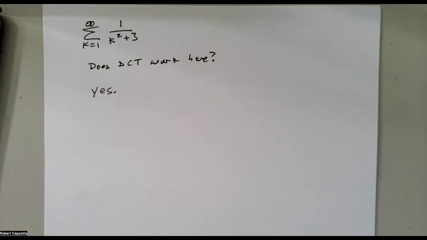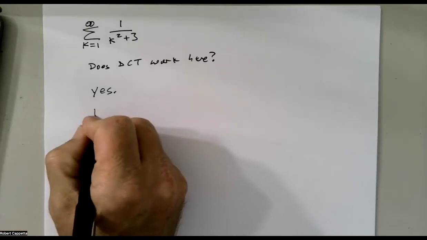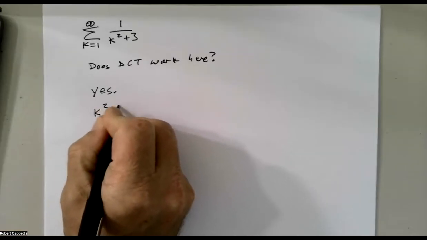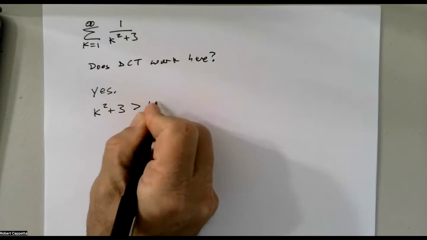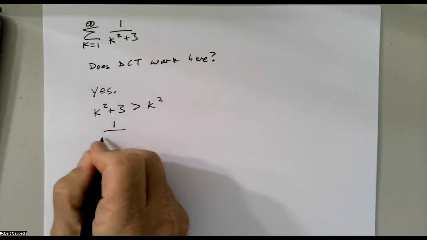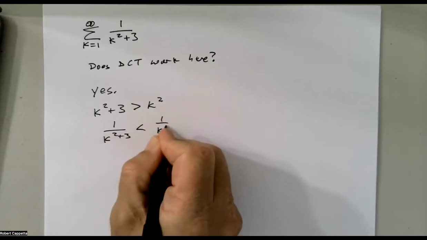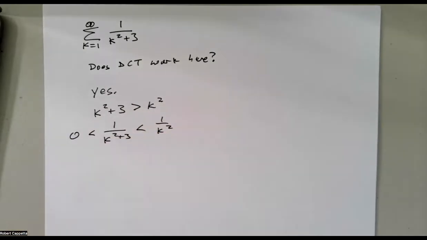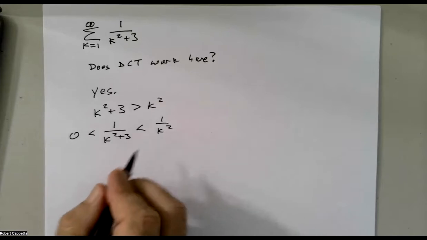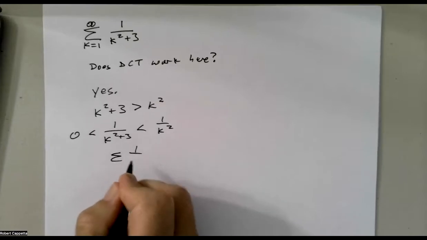Remember, for the direct comparison test, what do we need? We need to be smaller than something that is convergent. And the way we would prove that is we would say k squared plus 3 is greater than k squared. So 1 over k squared plus 3 is less than 1 over k squared, and everything here is positive, so that's good. We know the sum of 1 over k squared converges based on the p-series test.